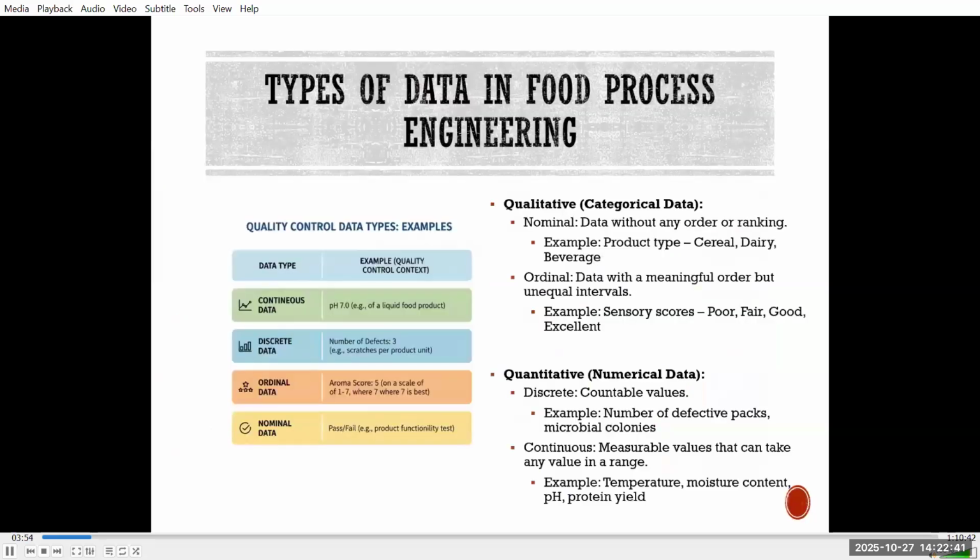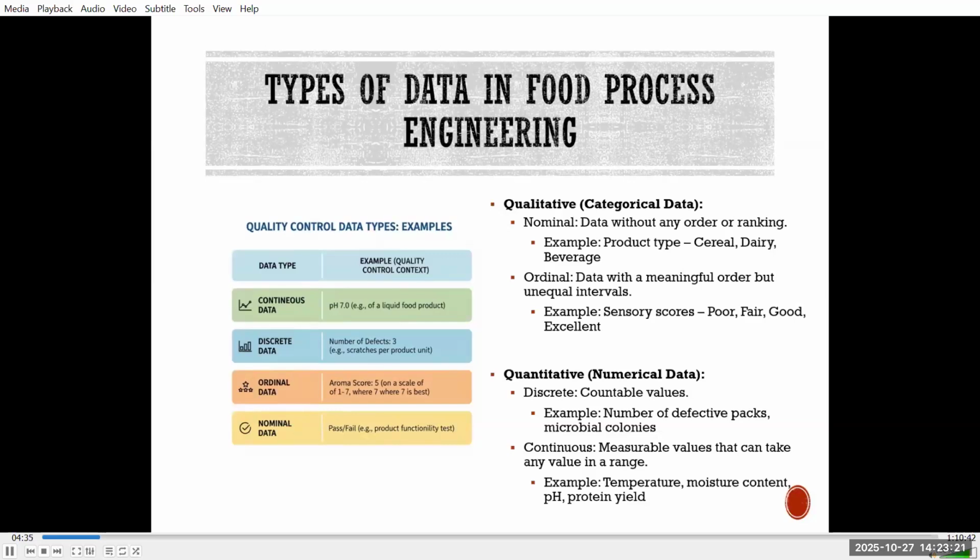Then comes the types of data in food process engineering. Before analyzing any data, we must understand what kind of data we are dealing with. We generally handle two main types. One is qualitative, that is categorical, and another is quantitative, that is numerical. Qualitative data are descriptive, like the product type, meaning cereals, dairy, or beverages, or any sensory scores like poor, fair, good, or excellent. We cannot perform arithmetic on these values. We only classify or rank them.